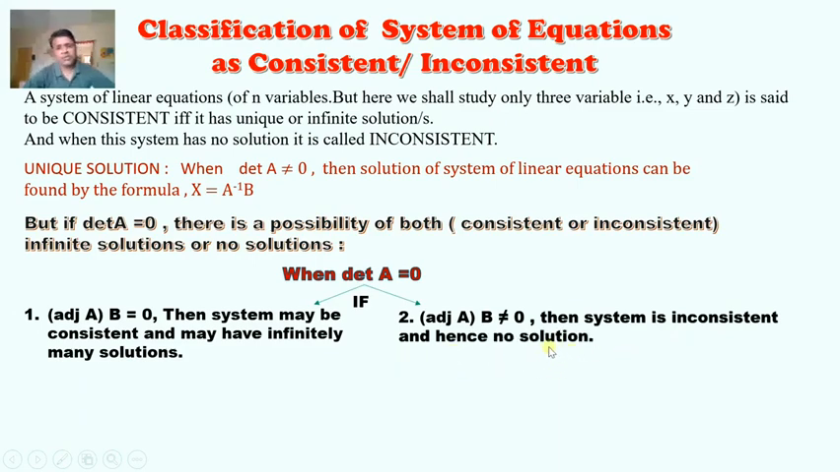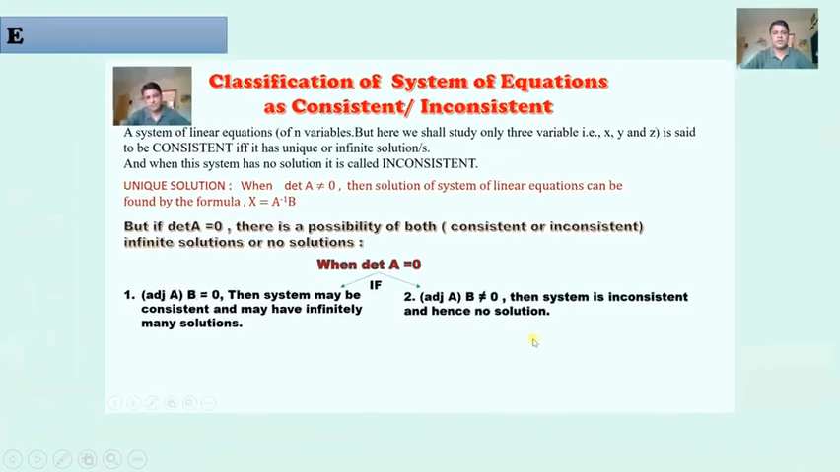So you need to remember this. If the determinant of A is not equal to 0, there will be a unique solution. And if the determinant of A is equal to 0, then you go for either of these two options, maybe the first one or maybe the second one. If this is true, there will be infinitely many solutions. If this is true, that means adjoint of A into B is not equal to 0, then the system is inconsistent and hence there will be no solutions.